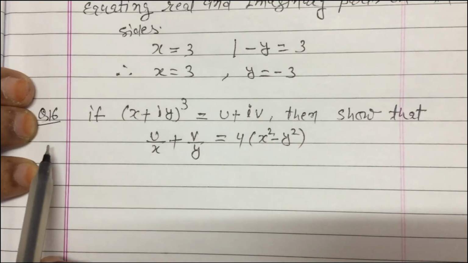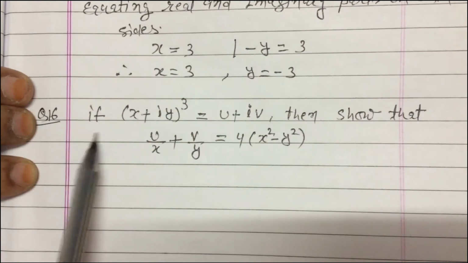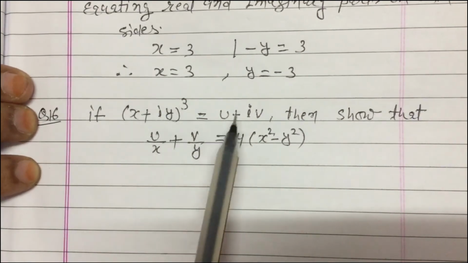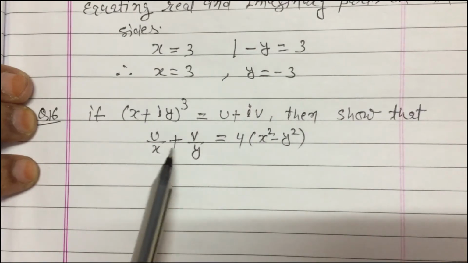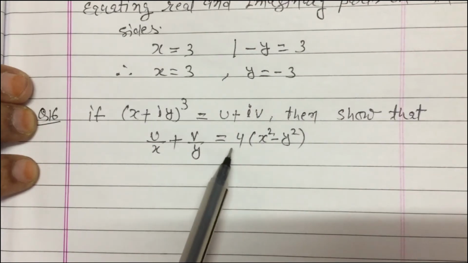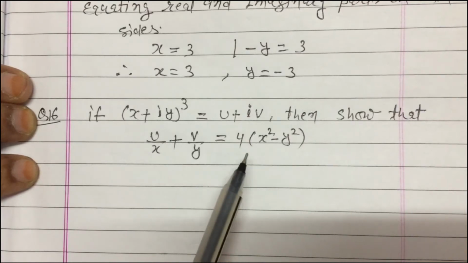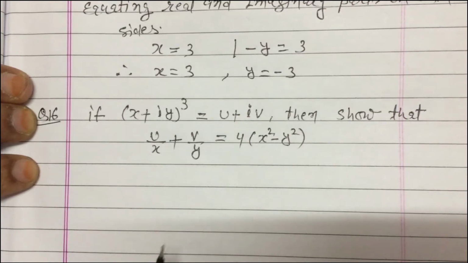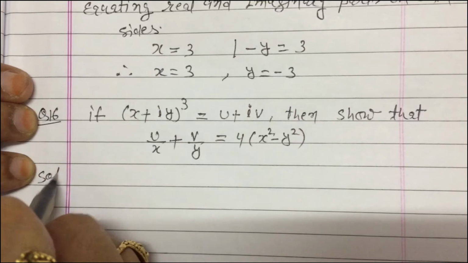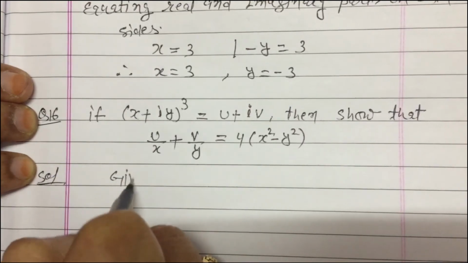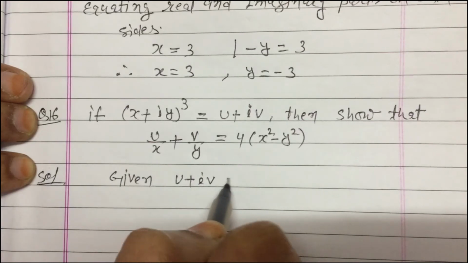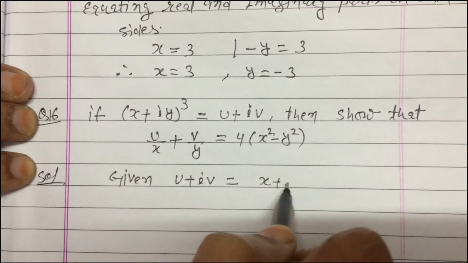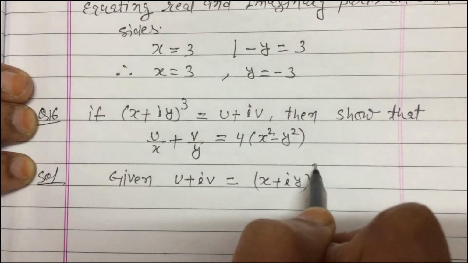Question number 16. If (x plus iy) whole cube is equal to u plus iv, then show that u by x plus v by y is equal to 4 times (x square minus y square). So first, the given term is u plus iv. It is (x plus iy) whole cube.